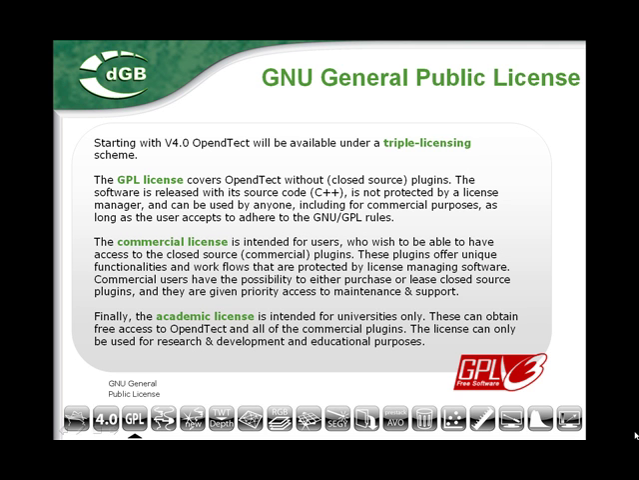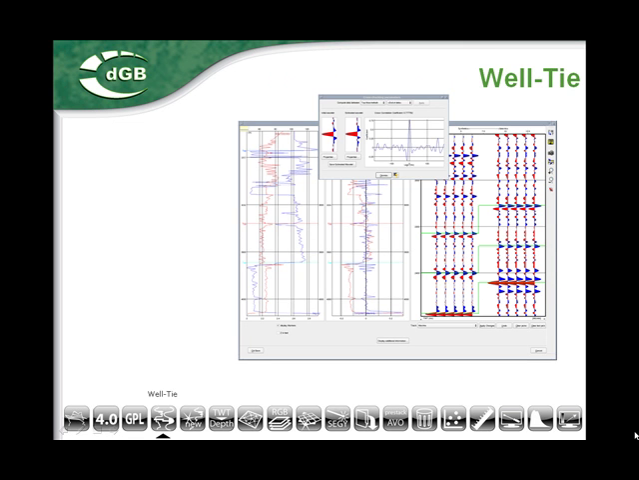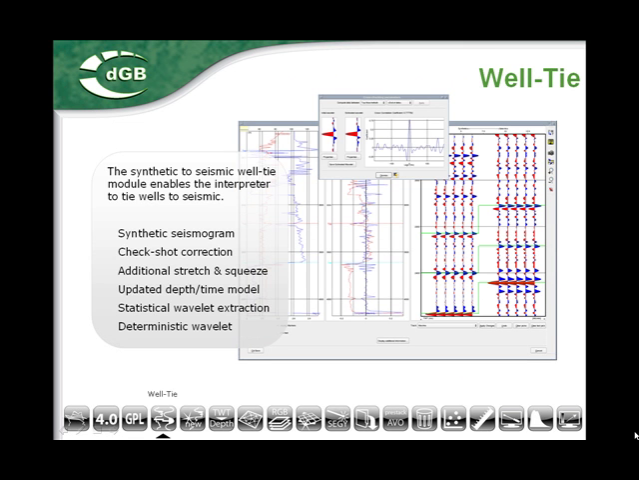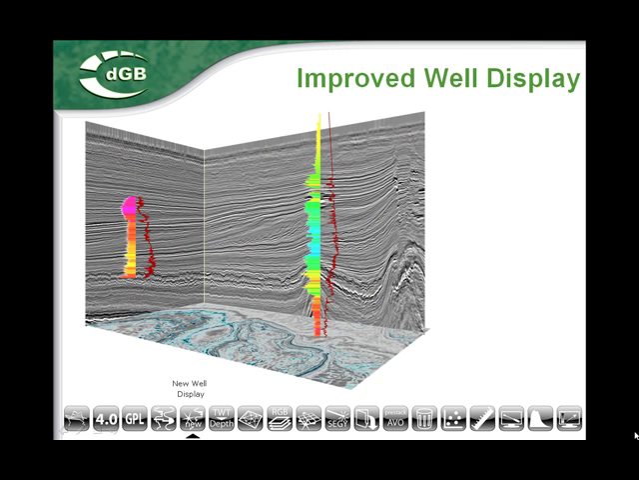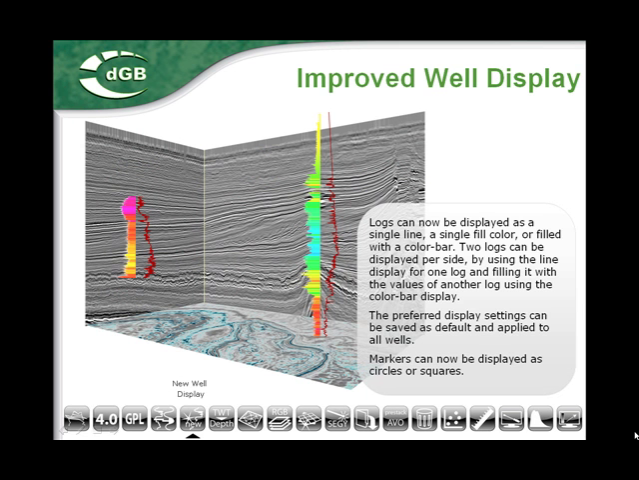The academic license agreement is for universities only. It covers free licenses for the commercial plugins. The well tie module is new. You can now kick off an interpretation by matching your seismic to well log synthetics and in the process extract the seismic wavelet, either stochastically or deterministically. Well log displays have improved. Logs can be displayed as single lines or filled with single colors or color bars.